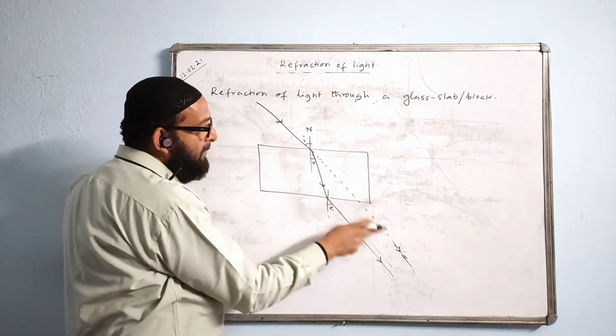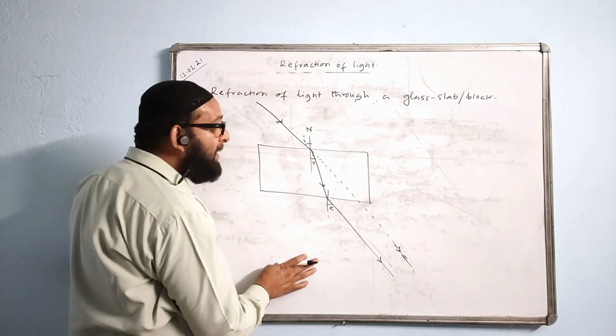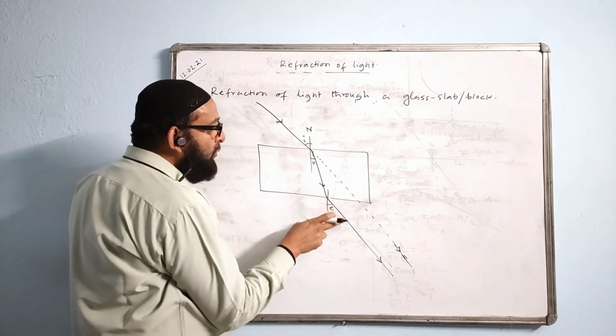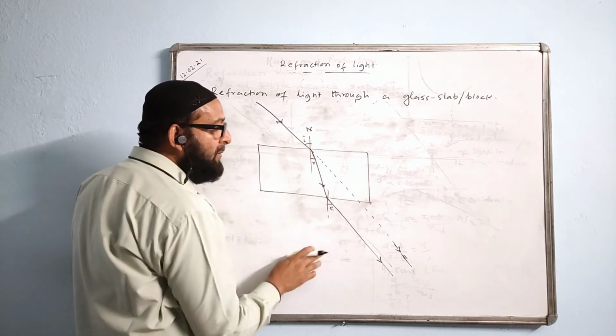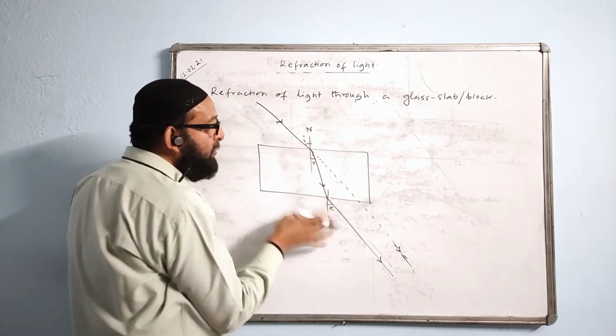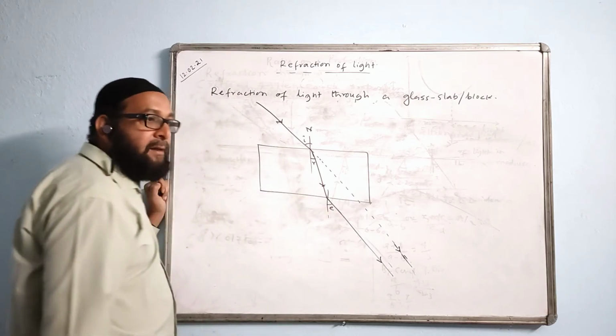Incident ray and the emergent ray will be always parallel. Why are they parallel? Because these two rays are contained by two parallel sides. This side and this side are parallel. So these two parallel sides are having these two rays. That's why this ray and this ray are always parallel.